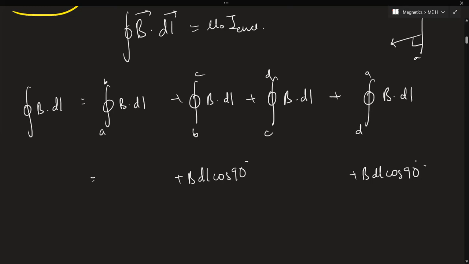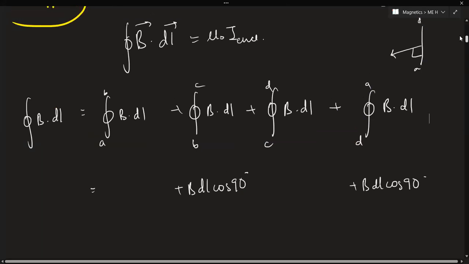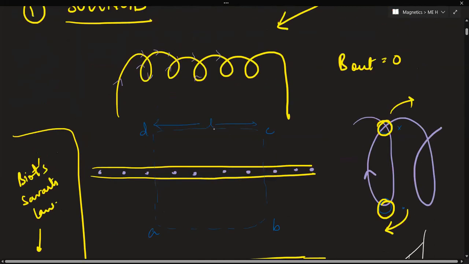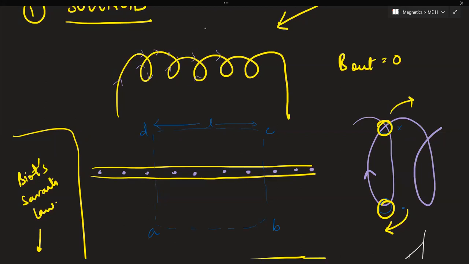Now what is left? B dot dl of A to B and B dot dl of D to C are left. Now D to C is very easy. If you look, D to C or C to D, this part is lying outside the solenoid. So outside the solenoid, what did I tell you?